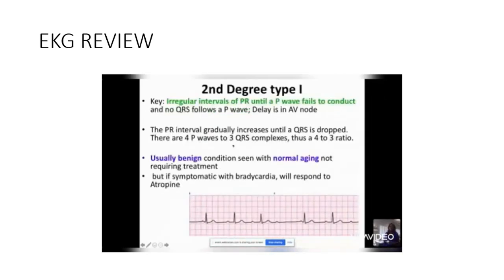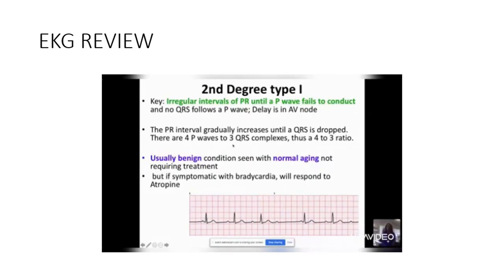Okay, that would be your treatment. So now let's do second degree type 1 and not mix it with second degree type 2. I'm going to show you the difference. With second degree type 1, you have irregular intervals of P to R. What does irregular mean?